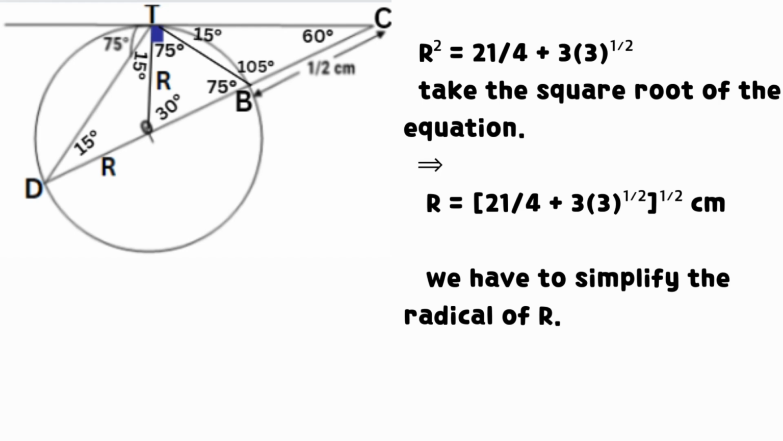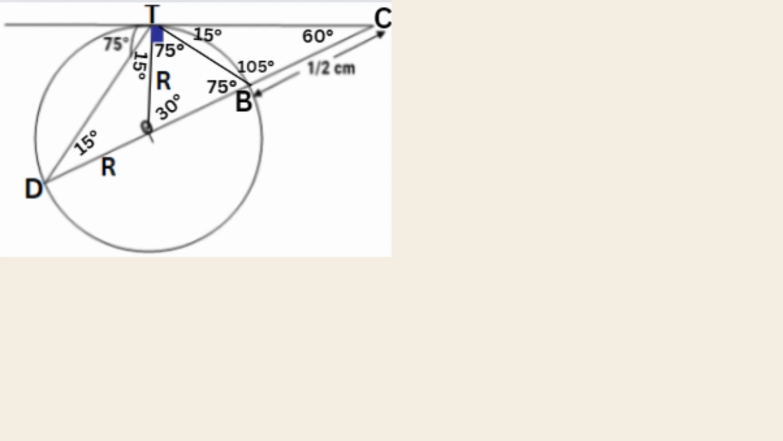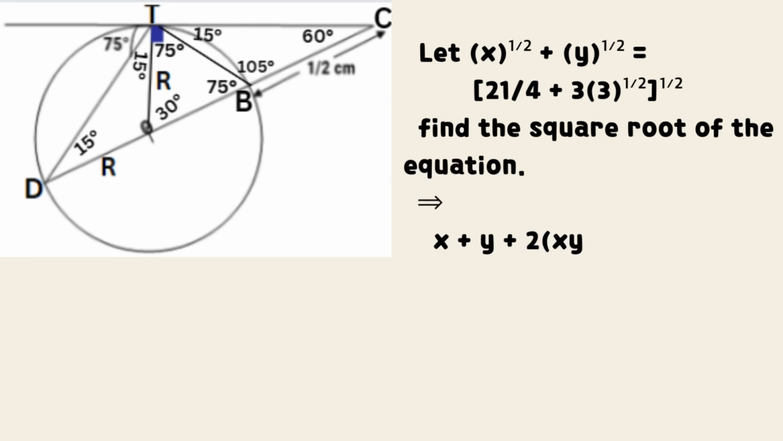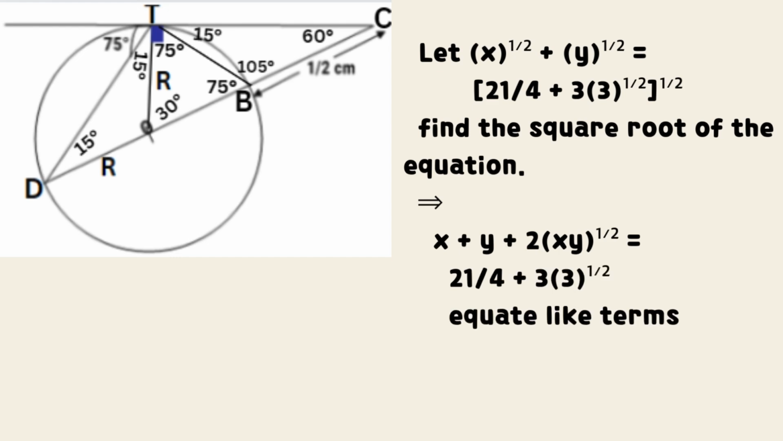No option given has this form of result, and thus we have to simplify the radical of R. Let the sum of the square root of x and the square root of y be equal to our result obtained. Find the square of this equation to get the result shown on the screen. Equate like terms of the left-hand side of the equation to the right-hand side of the equation.